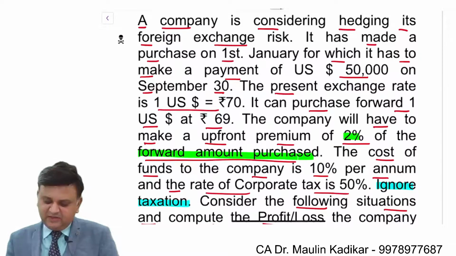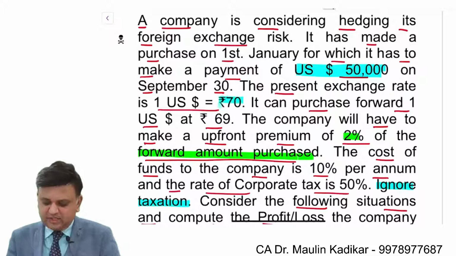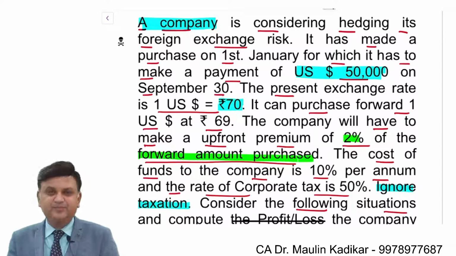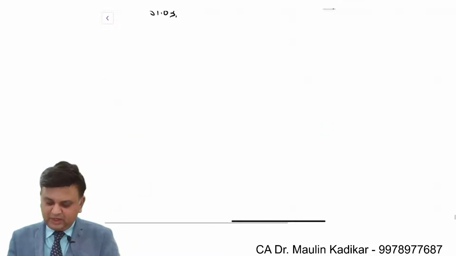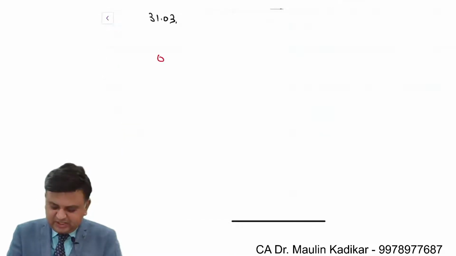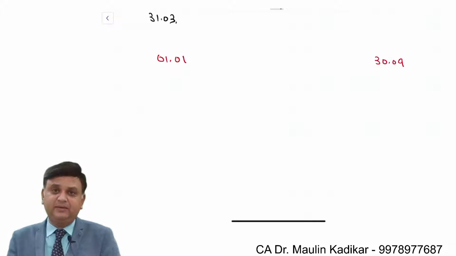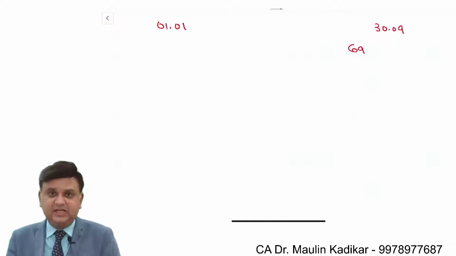The question is providing the information that you are required to make the payment of US dollar 50,000. You can see that the opposite currency is given to us as rupee, so the company means an Indian company. In short, an Indian company is required to make the payment of $50,000. Forward exchange rate is 69. So we understand like this. Today's date is 1st of January. On 30th of September, we are going to make the payment for the purchases, and the price at which we are going to purchase the dollar is 69.